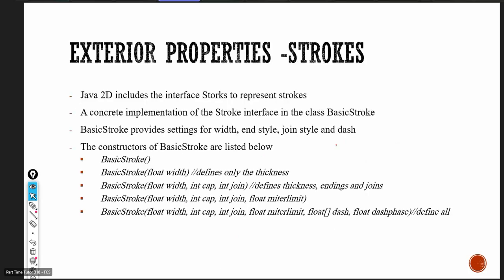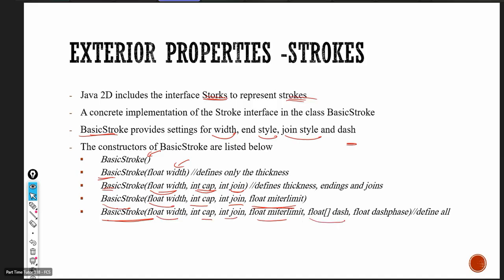Okay. Now, how to create a stroke? Java 2D includes the entity Stroke to represent the stroke. BasicStroke provides the settings for the width, the cap style, the join style, and the dash style. We can create just the BasicStroke. This is the first constructor: we can give only the width. We can give the width and the type of the cap and the type of the join. Then we can give the width, the cap, the join, and the miter limit.